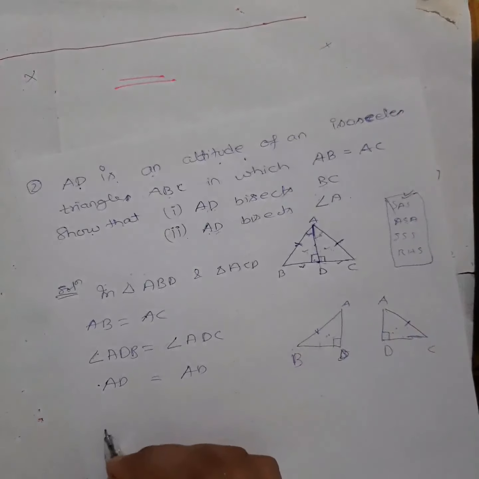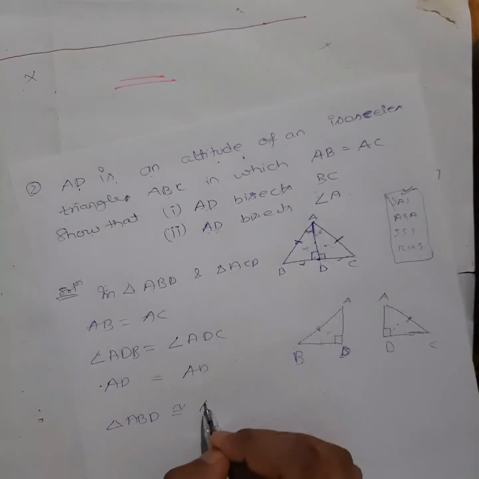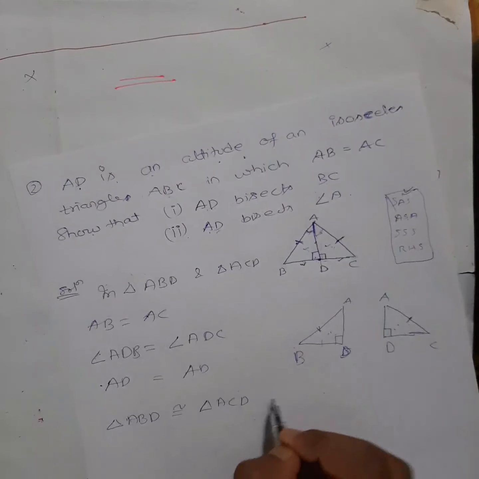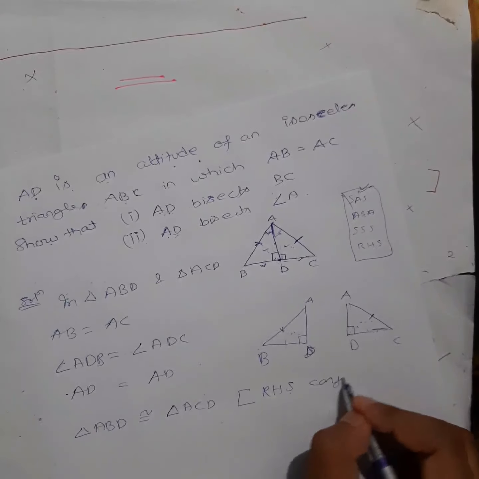Right angle, hypotenuse, side. So what can I say? Triangle ABD is congruent to triangle ACD with what property? Right angle, hypotenuse, side congruency.